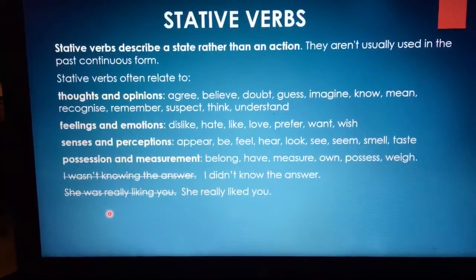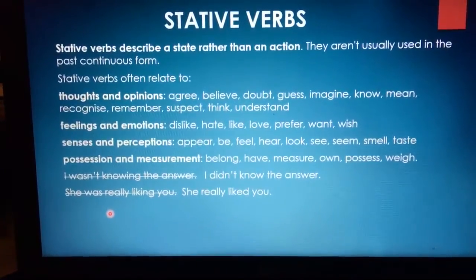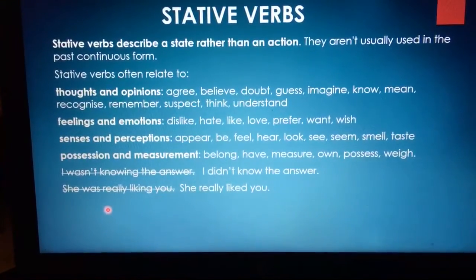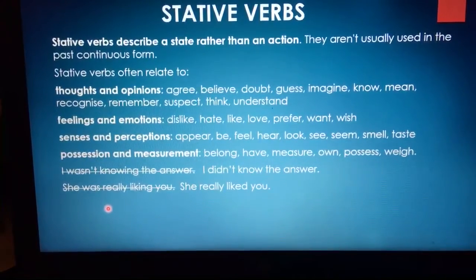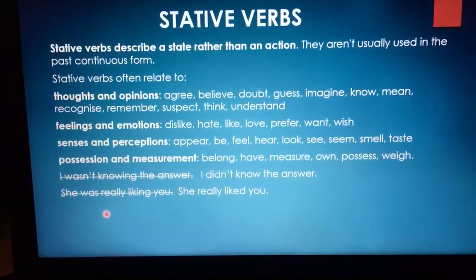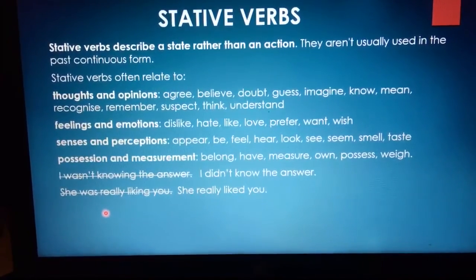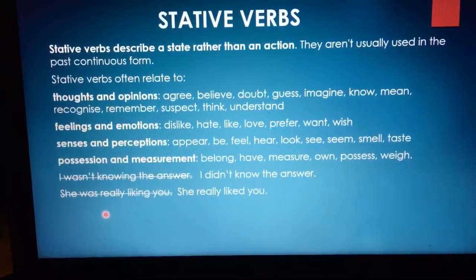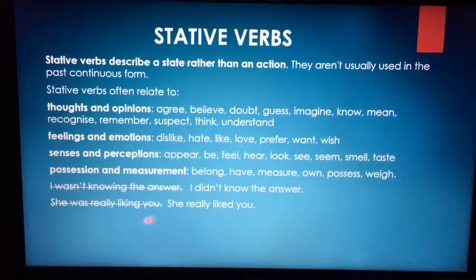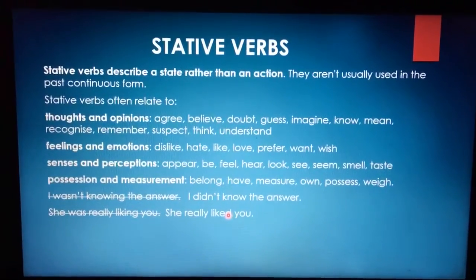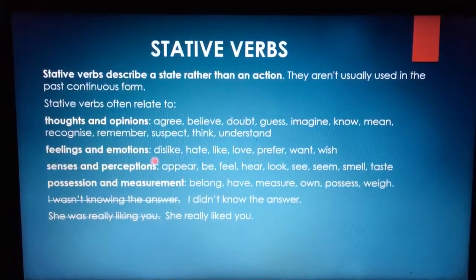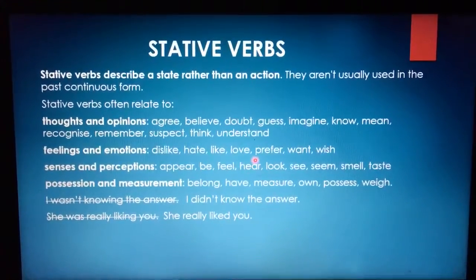Another example that is wrong, or how not to use these verbs: she was really liking you. We cannot say that. Again, the option we have is to use simple past. She really liked you. Okay, simple past, that's correct. The verb here is like, and that could be under feelings and emotions. We have dislike, hate, like, etc.